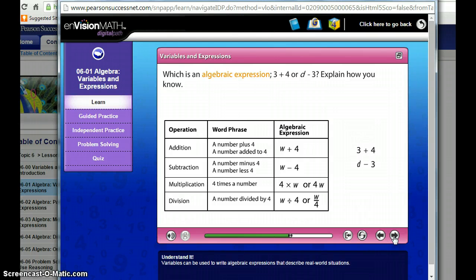Which is an algebraic expression? 3 plus 4, or d minus 3? Explain how you know. Only one of those is an algebraic expression. Which one, Aaliyah? And how do you know?